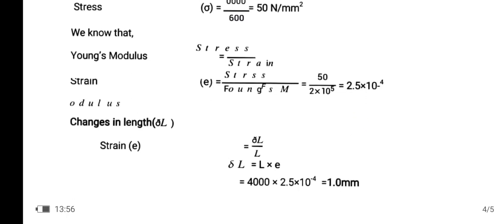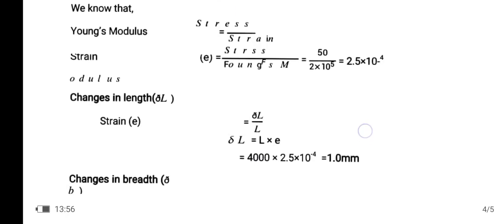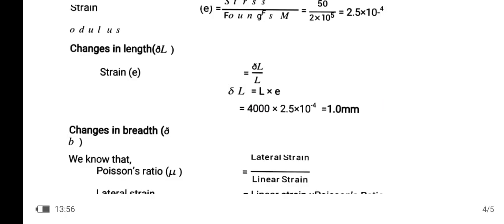So we know that Young modulus E is equal to stress by strain, and strain is equal to stress divided by Young modulus. So substitute the value. So strain is equal to 2.5 into 10 power minus 4. That has no unit. The next, change in length. Strain has another formula, change in length divided by original length. Therefore the change in length is equal to original length into strain. So substitute the value. So answer is 1 mm.